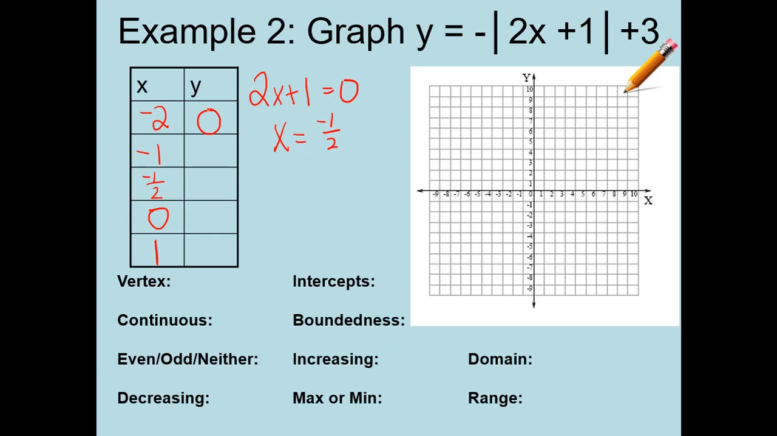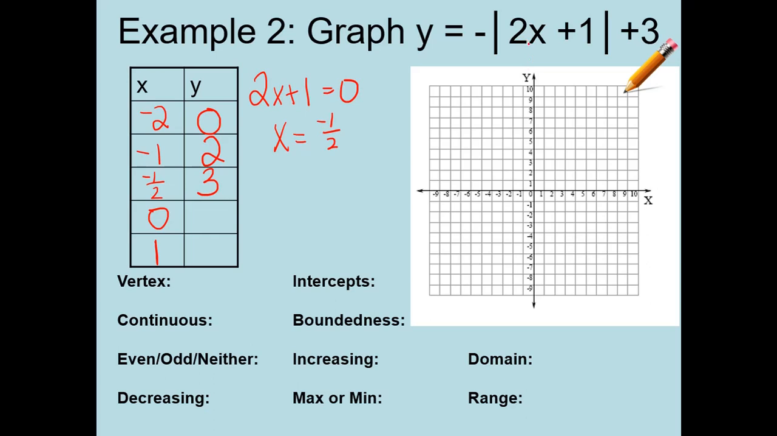I know, lots and lots of thinking, but we got this. -1 times 2 is -2. Plus 1, that's -1. Absolute value of that's 1. Tack the negative on, -1. Plus 3, that is 2. Let's do the -1/2. -1/2 times 2 is -1. Plus 1, 0. Absolute value of 0, 0. -0 is, well, still 0. Plus 3, 3.